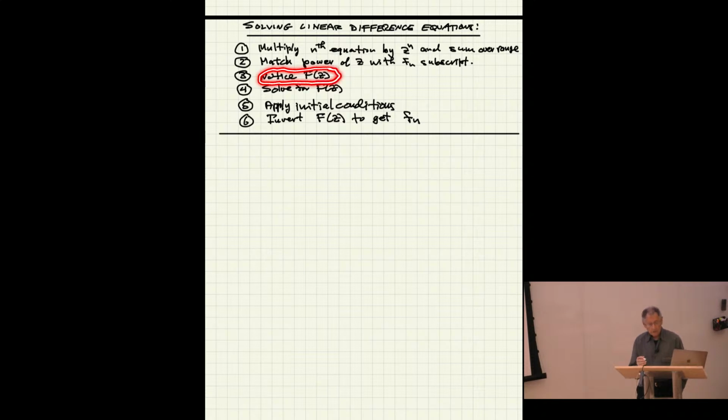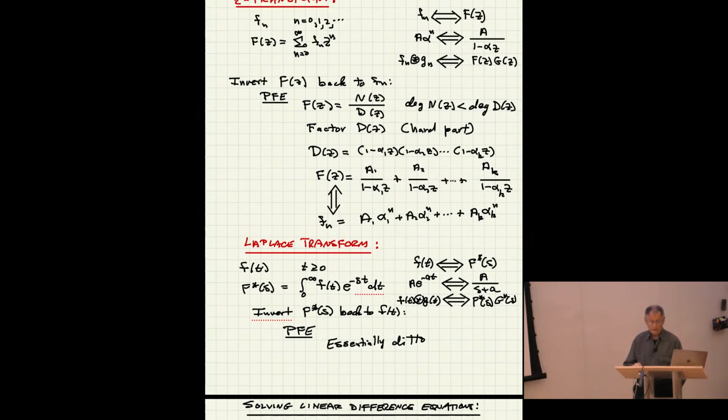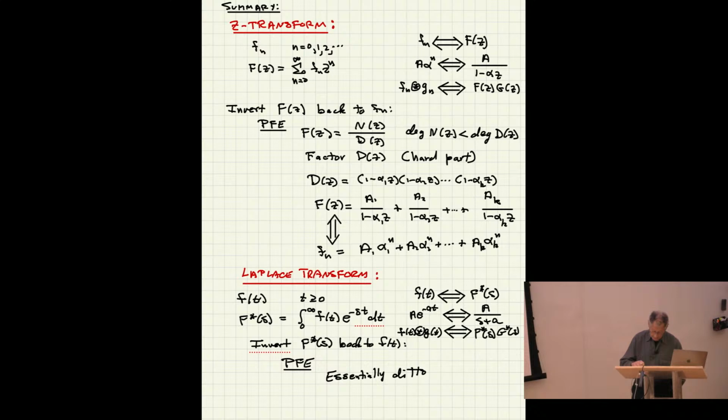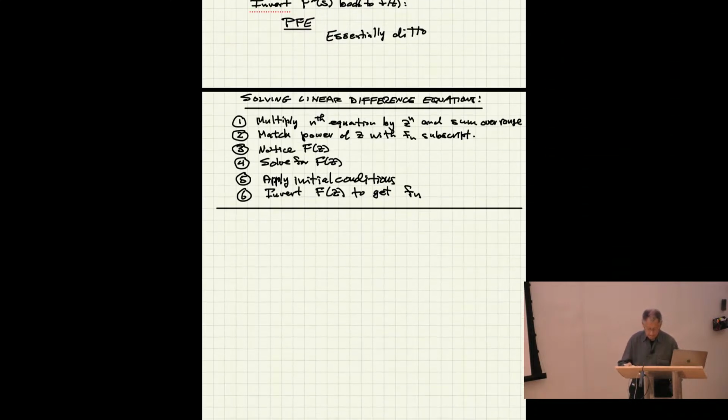And in some cases, you'll have what looks like f of z, but you're missing a few terms. So if you write f of z, you got to give back those terms. So you'll have f of z minus the missing terms you added inadvertently. Once you got that, it's a simple algebraic problem to solve for f of z. You apply the initial conditions which this difference equation gave you, and then you invert. And how do you invert? Partial fraction expansion. Done. And we did an example.